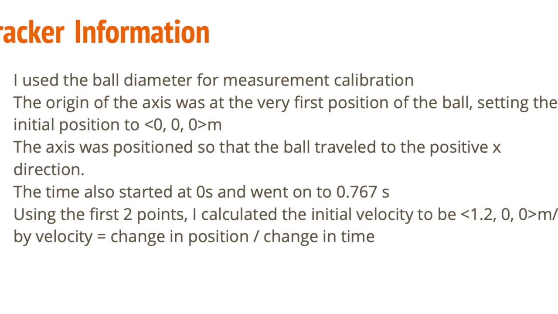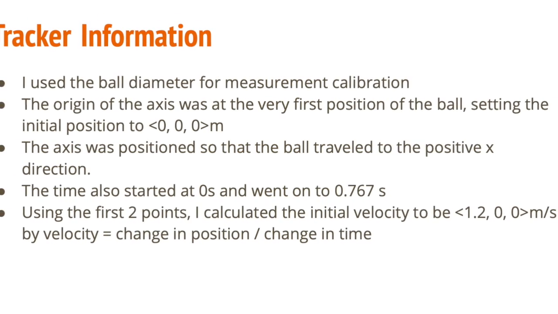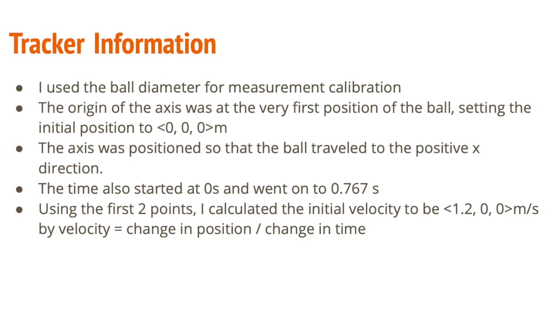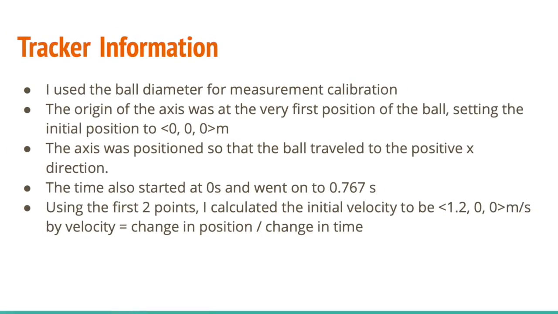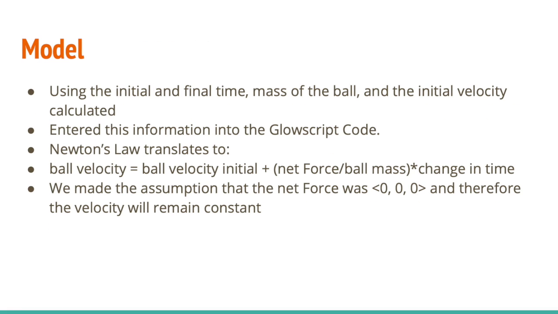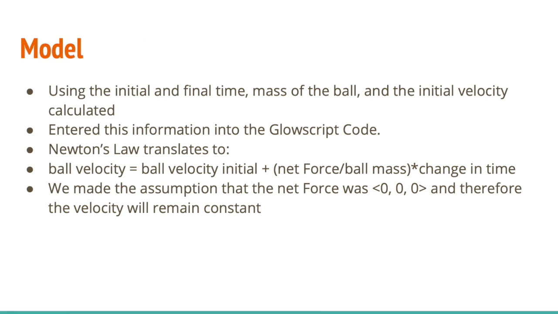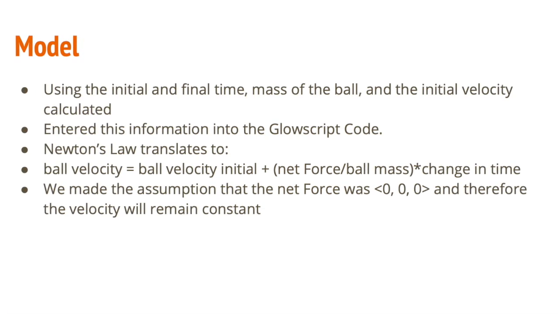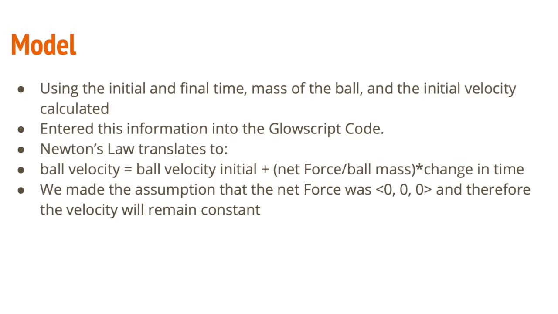Using the first 2 points, I calculated the initial velocity to be 1.20 meters per second, by the velocity is equal to the change in position divided by the change in time. In order to create the model, I used the initial and final time, mass of the ball, and the initial velocity calculated, and entered this information into the GlowScript code.